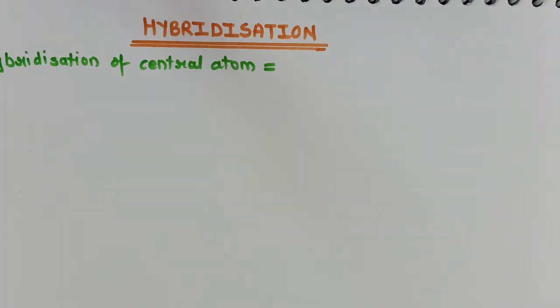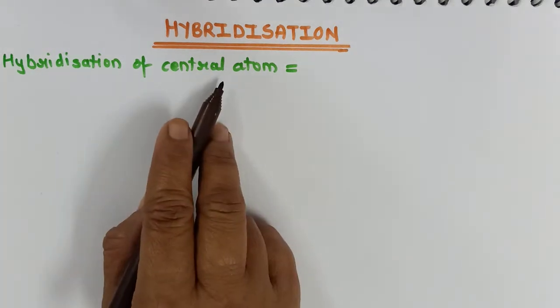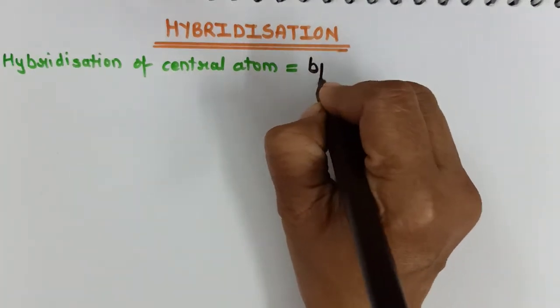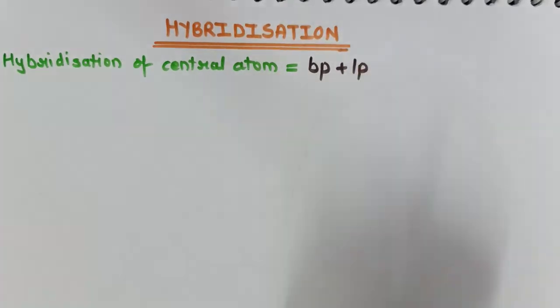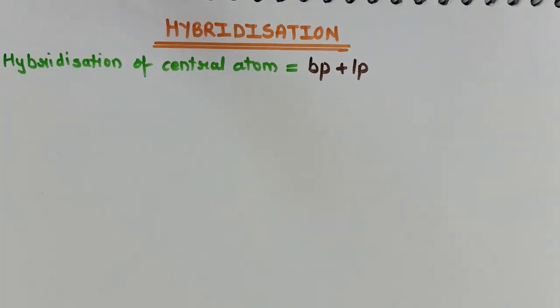In a given molecule, hybridization is always of the central atom. The central atom undergoes hybridization. Now I am giving you one formula to calculate the hybridization of the central atom. We add the bond pairs and lone pairs of the central atom, and depending on that sum of bond pairs and lone pairs, we will be able to decide the hybridization state of the given central atom.